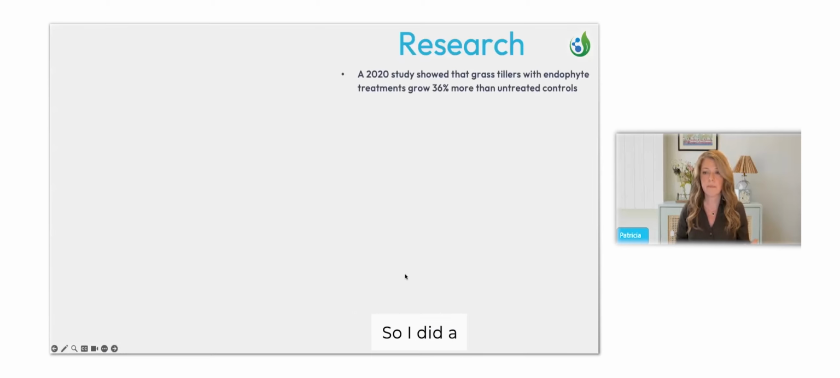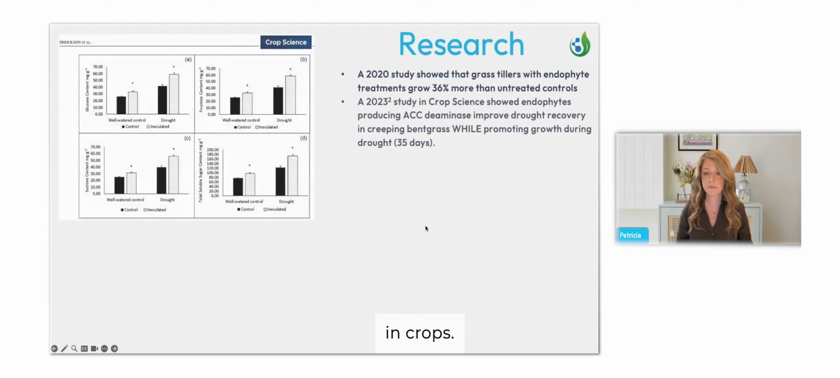So I did a little bit of looking into some of the research regarding grasses, and there are a lot of interesting things that are just starting to happen now because of the success in crops. In 2020, there was very interesting research on bentgrass, and this showed that grass tillers with endophyte treatments grew 36% more than untreated controls. Both of them were fertilized, but you saw a 36% increase.